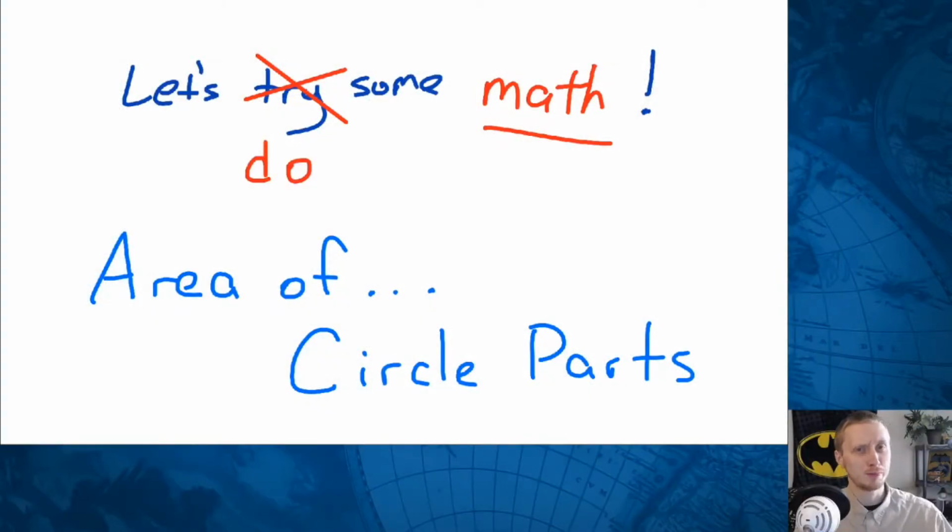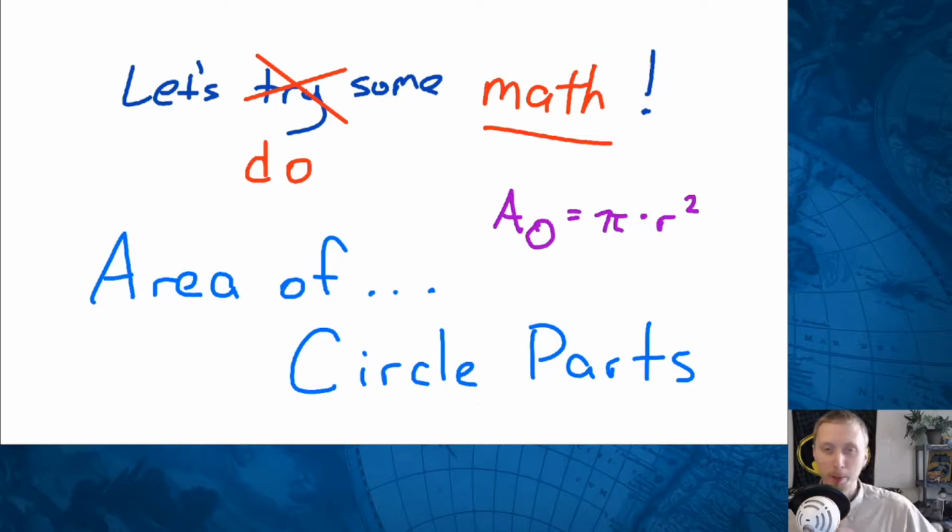Today's topic of thought is area of circle parts. Not just the whole circle, but now we're breaking it down into smaller pieces. Of course, you found from the previous section that the area of a circle itself was that mysterious and wonderful numeral pi times the radius squared, pi r squared.